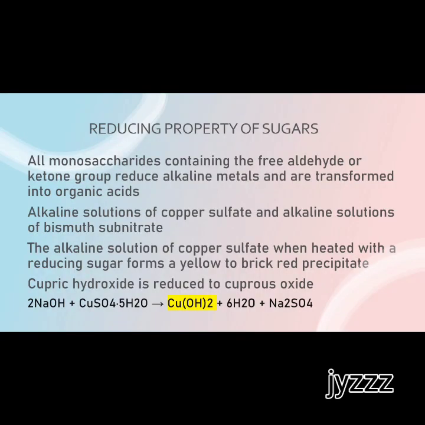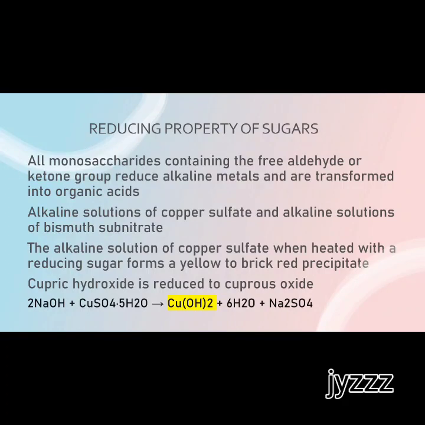Let's take a look at the reducing power of sugar. All monosaccharides and disaccharides that contain a free aldehyde or ketone group possess a reducing property. And what is this reducing property? They reduce alkaline metals. These sugars reduce alkaline metals and are themselves transformed into organic acids.